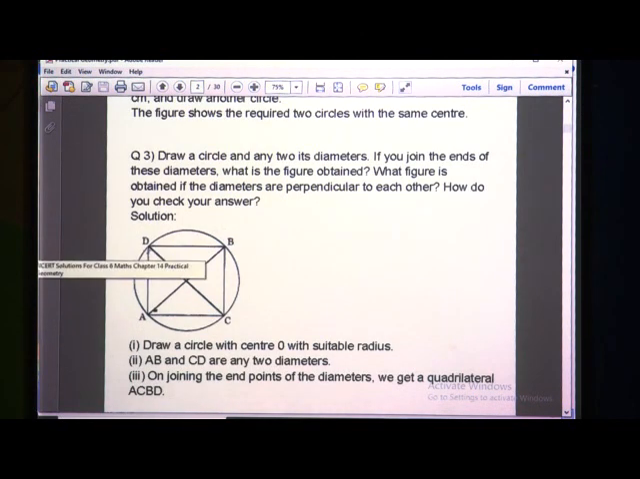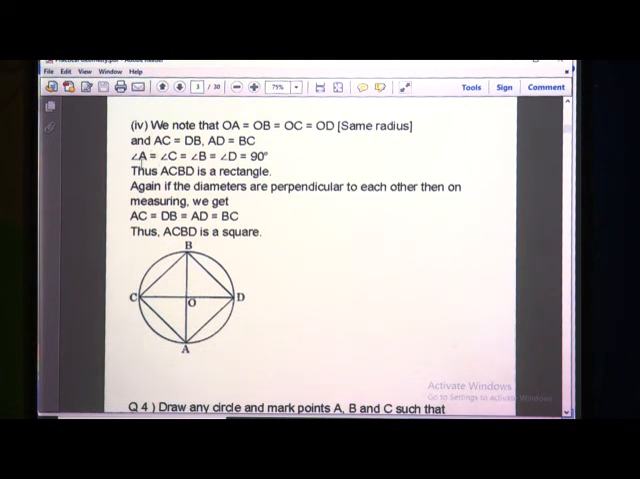AD is equal to BC, it means the opposite sides are equal. Thus, angle A is equal to angle C is equal to angle B is equal to angle D. Thus, it is a quadrilateral and it is a rectangle. We can tell all the angles are of 90 degrees. Thus, ACBD is a rectangle.